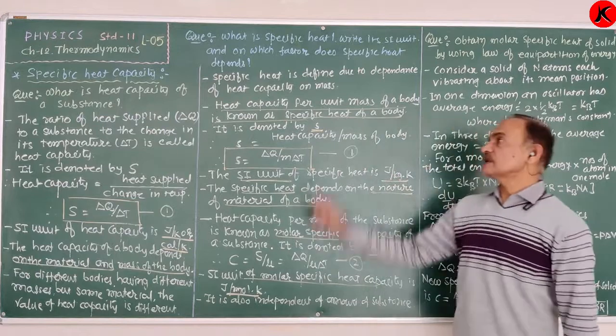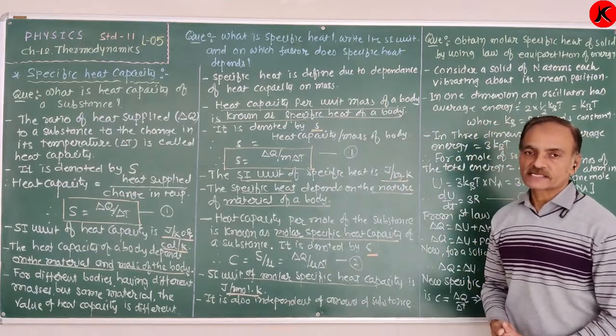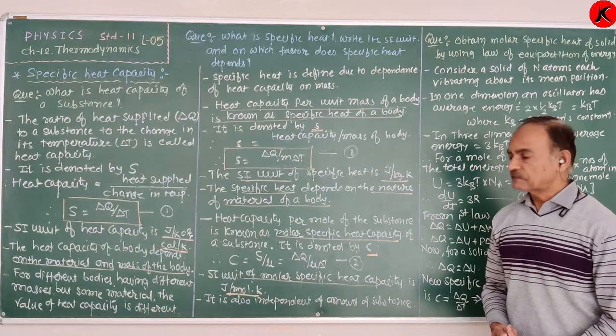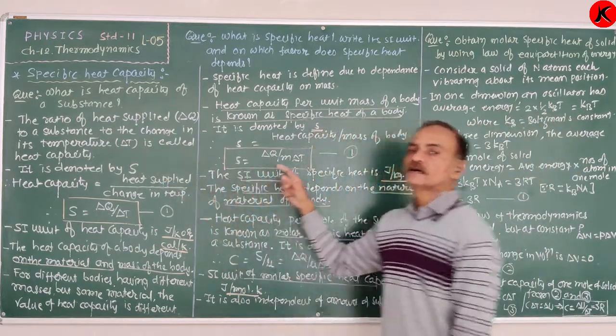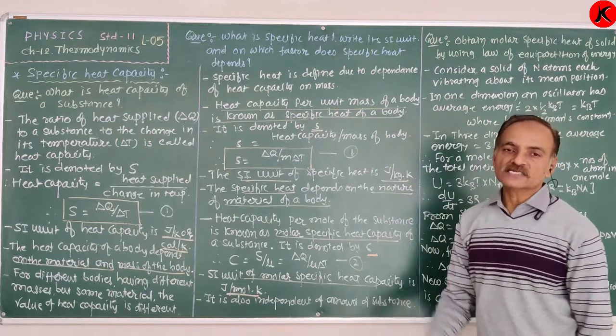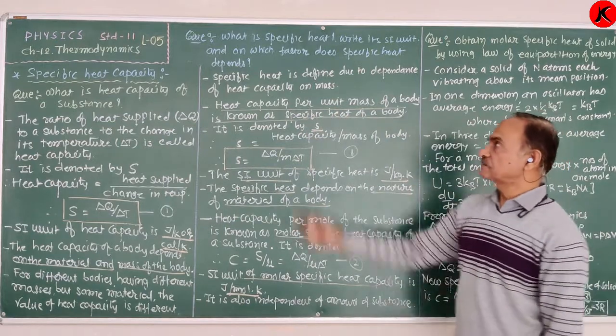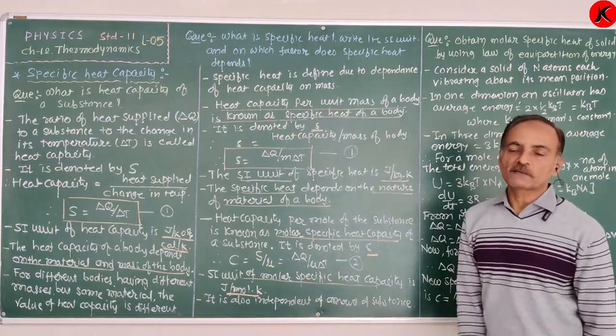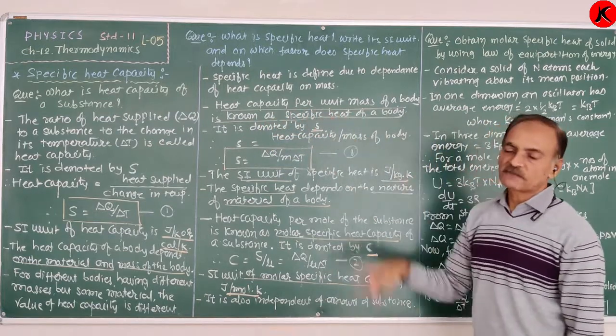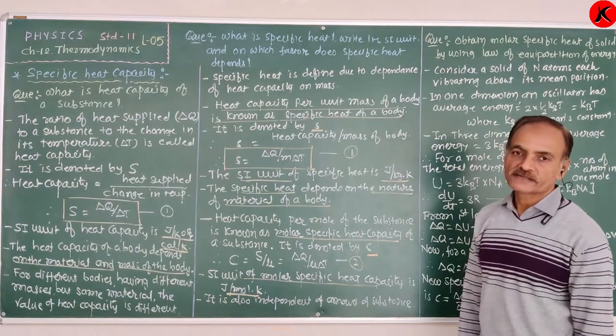After that, what is the specific heat capacity? Specific heat capacity is the heat capacity per unit mass of the body. Specific heat is the heat capacity per unit mass of a body, known as the specific heat capacity of the body.